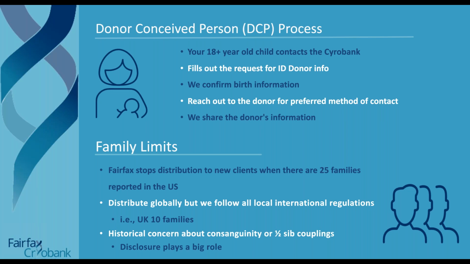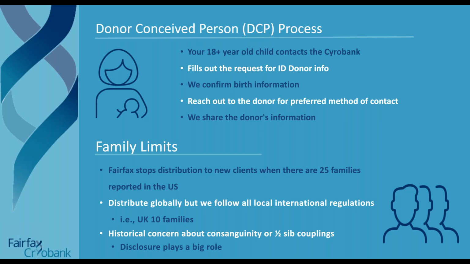We do this as a courtesy to the donor. Sometimes they want specific contact information to be given out, maybe they want email instead of their address. If they respond to us within an allotted time frame, we will provide the DCP the name, the date of birth, and the preferred method of contact. If for some reason we don't get a hold of the donor, we will still provide the DCP, after the allotted time frame, the name, date of birth, and all of the contact information we have on the donor.